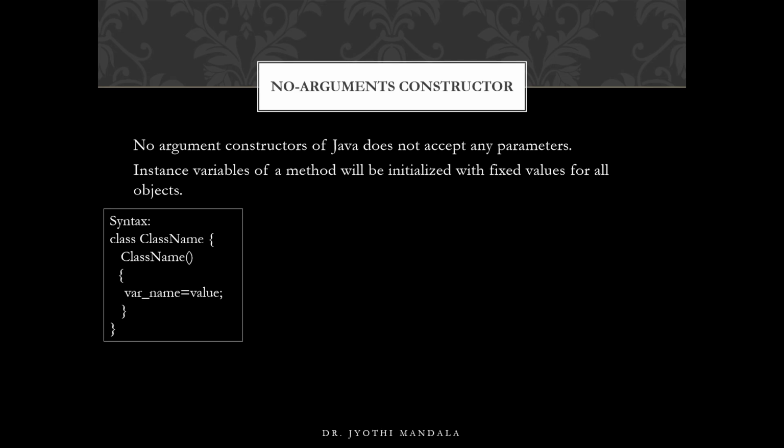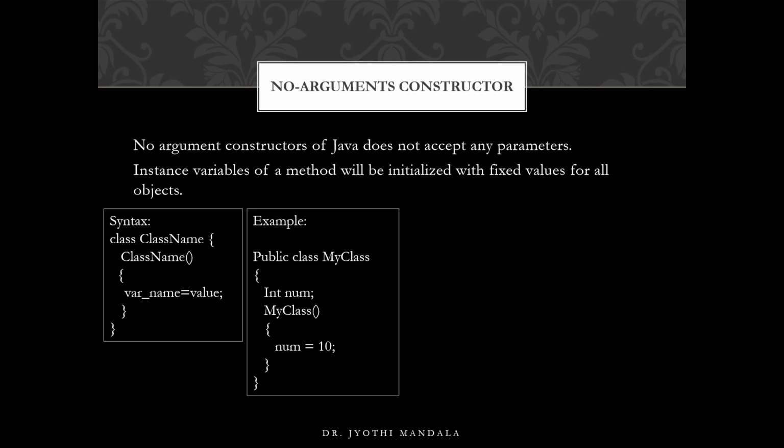This is the syntax we need to follow. You need to give your class name, and within the class you need to use the same class name, give an empty parenthesis list, and then you write down your instance variable, whatever variable you want to initialize, and initialize some value. However many objects you create with this class, for all the objects the variable value will be fixed. So let me show you one example.